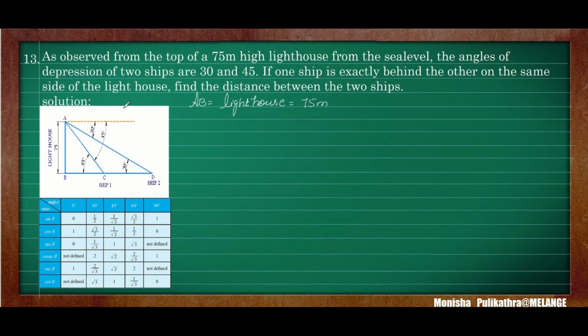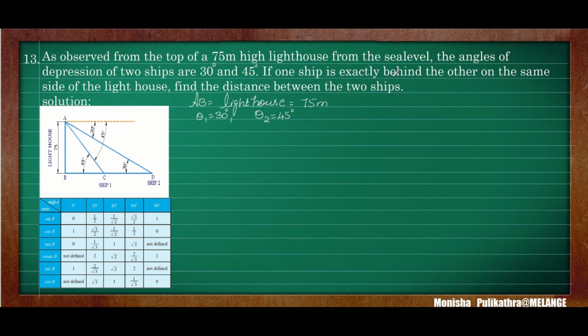From the sea level, the angles of depression of the two ships are 30 degree and 45 degree. These are the angles of depression. One ship is at 30 degree and the other ship is at 45 degree. We know that the Z shape angles will be alternate angles. So if this ship is 30 degree, then this angle will also be 30 degree. And if this ship is 45 degree, then this will be 45 degree itself. These are alternate angles. So there are two angles of depression, one is 30 degree and the other is 45 degree.